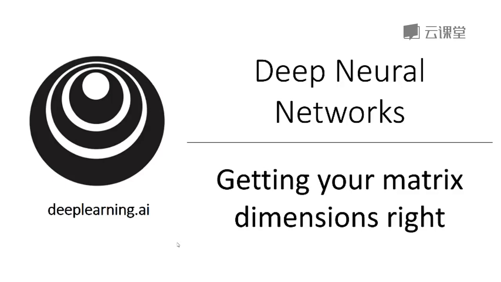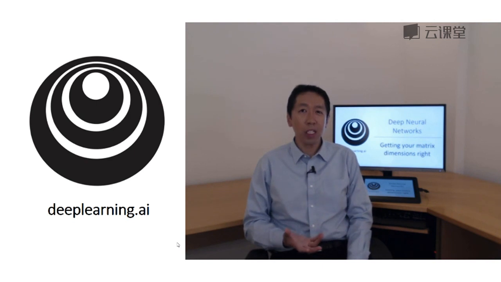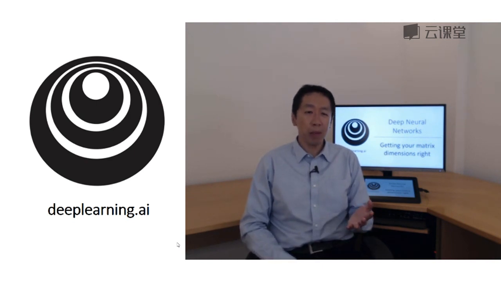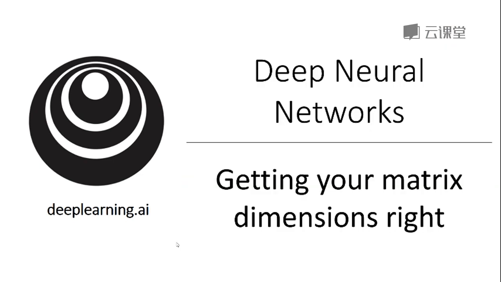When implementing a deep neural network, one of the debugging tools I often use to check the correctness of my code is to pull out a piece of paper and just work through the dimensions of the matrices I'm working with. So let me show you how to do that, since I hope this will make it easier for you to implement your deep nets as well.